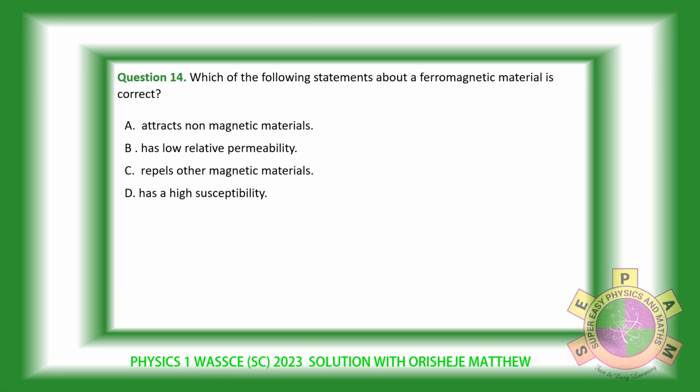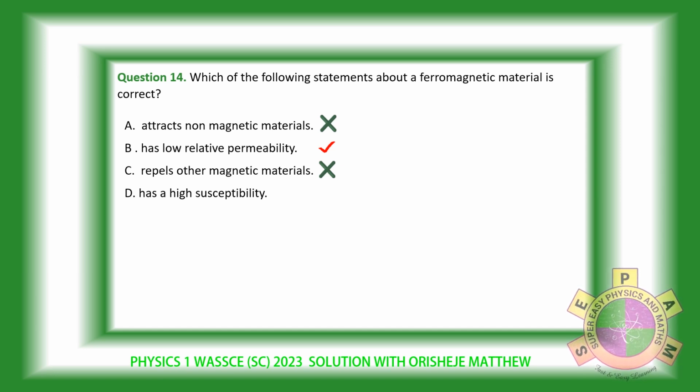Question 14. Which of the following statements about a ferromagnetic material is correct? Attracts non-magnetic material? No. Has low permeability, that is the ability for it to be easily magnetized, that is permeability. It repels other magnetic material? No. It attracts other magnetic material.